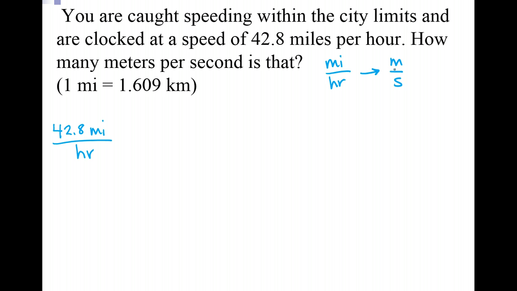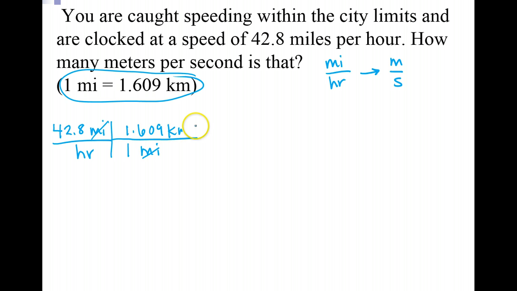It doesn't matter which one you start with, but since I was given this conversion factor in the problem, I'm going to choose to start with that. 1 mile is equivalent to 1.609 kilometers. In order to cross out the miles, I'm going to put that on the bottom, 1.609 kilometers on the top. I eventually want to get to meters. So if I use my metric prefix knowledge, kilo means 1,000. So 1 kilometer is equivalent to 1,000 meters. So that will be the conversion factor that I use next.